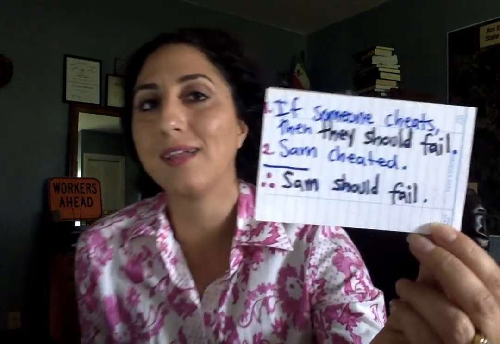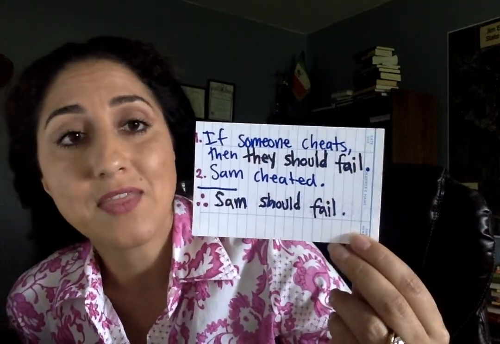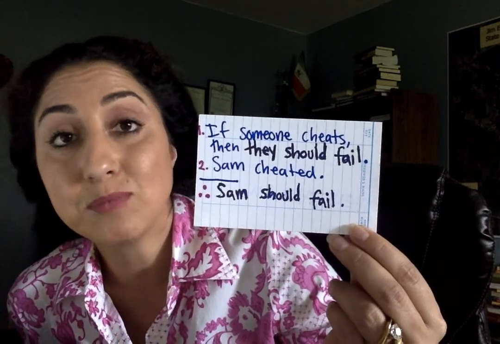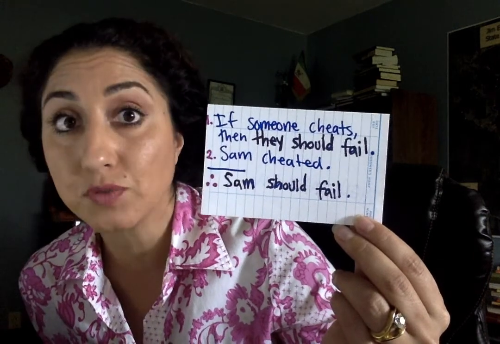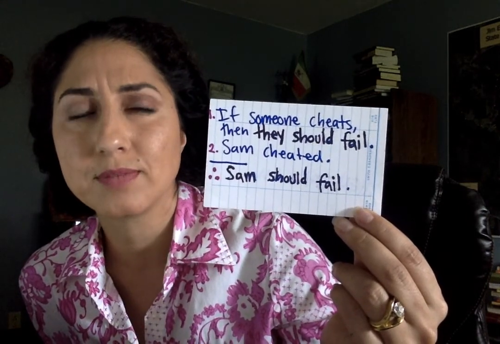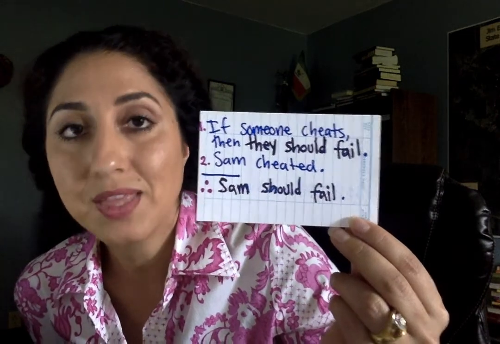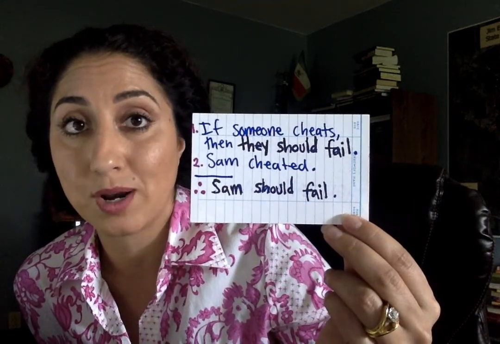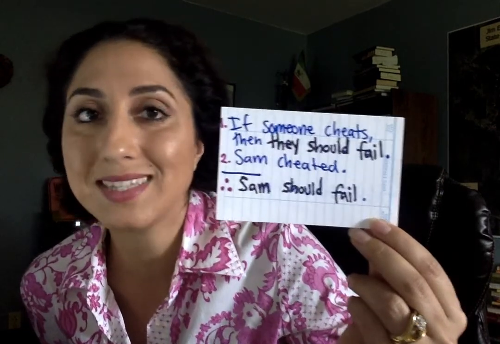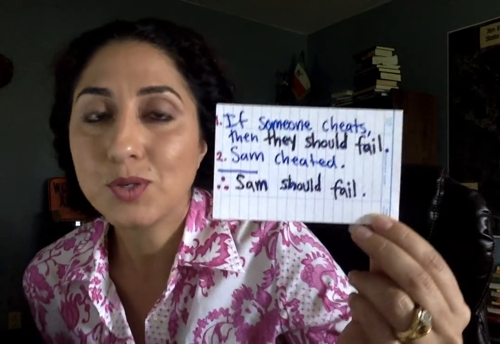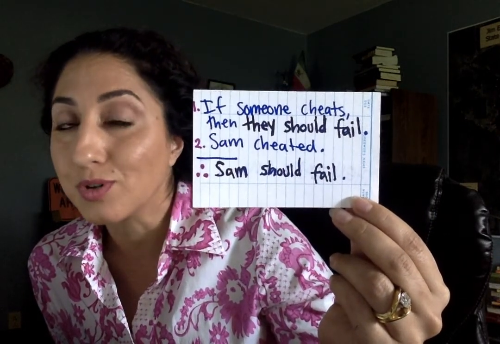Consider this valid deductive argument. The premises are that if somebody cheated, then they should fail, and that Sam cheated, so the conclusion: he should fail, or she should fail, or they should fail. What if Sam didn't cheat? This argument is an argument where the conclusion would be true if the premises were true, and that's the definition of valid. So we have a valid argument whether or not the conclusion is true.